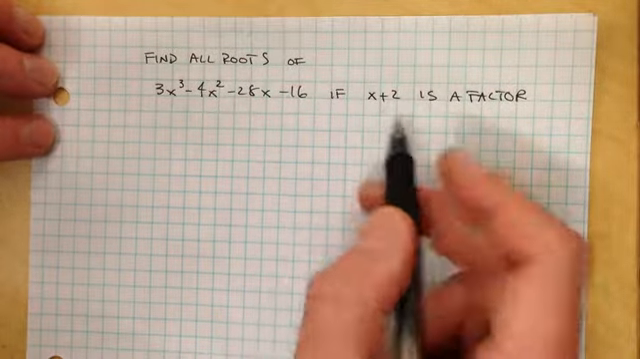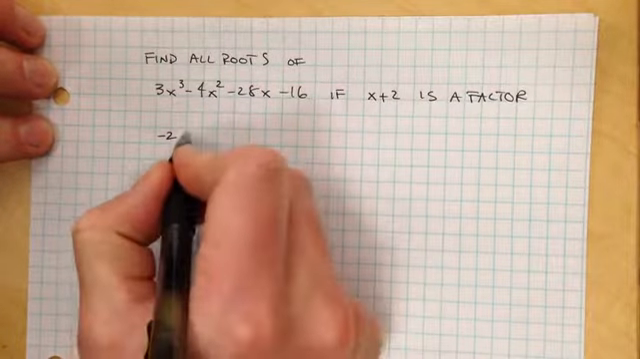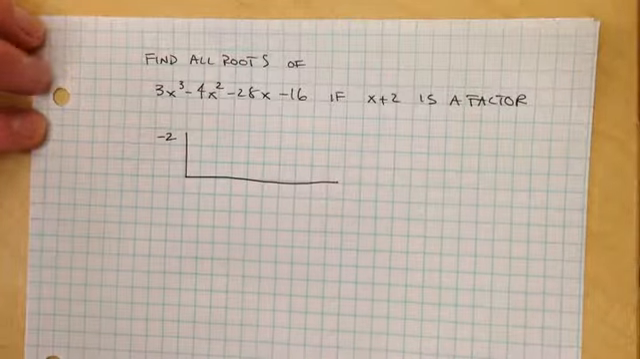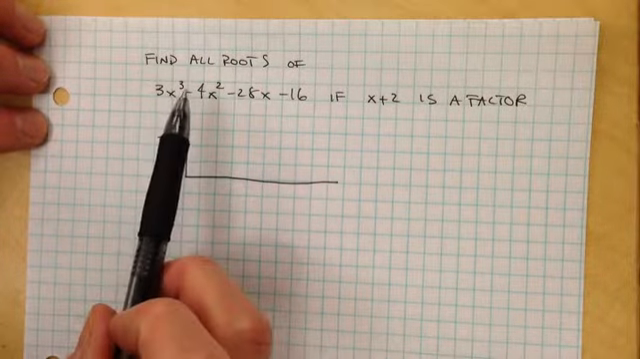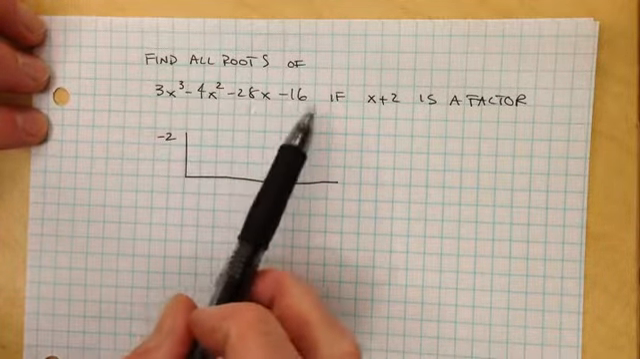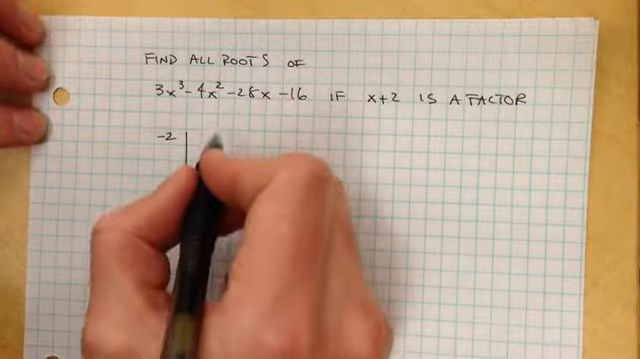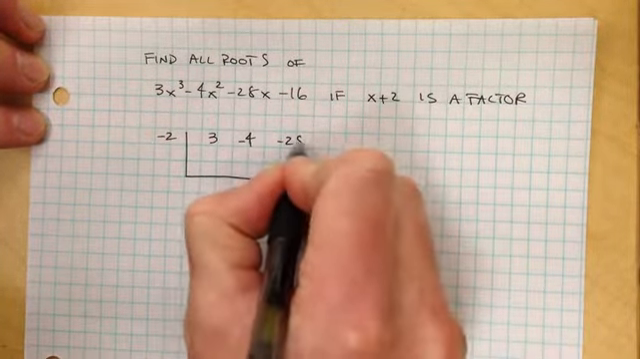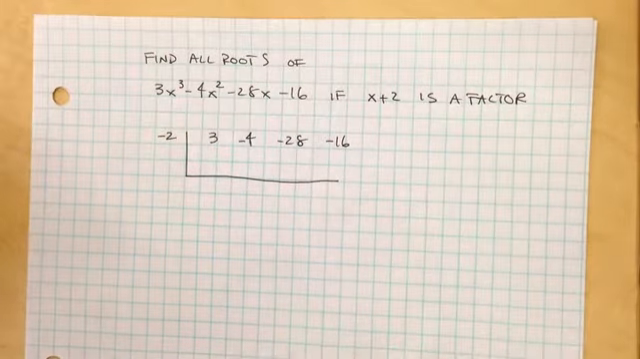So knowing that negative 2 is a root or a 0, you can take it and stick it on the outside, and we should end up with a remainder of 0. Descending order, exponents 3, 2, 1, 0. Great, we don't need to fill in any missing terms. 3, negative 4, negative 28, negative 16.